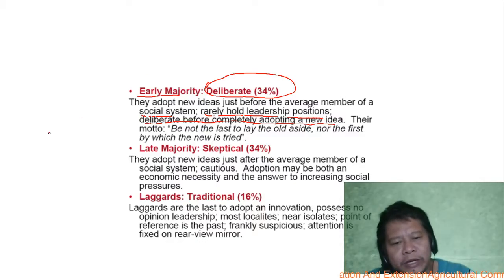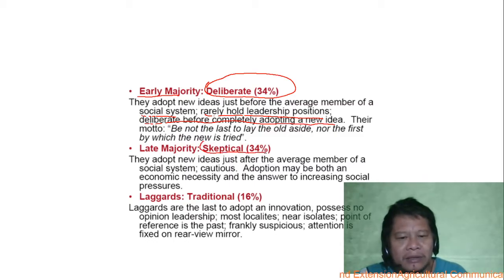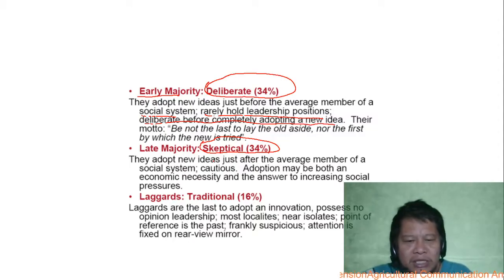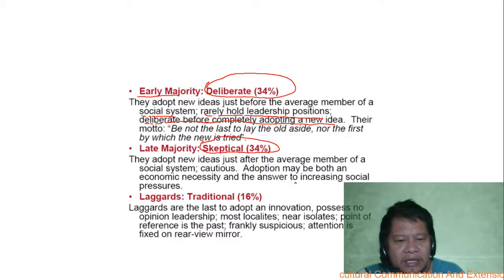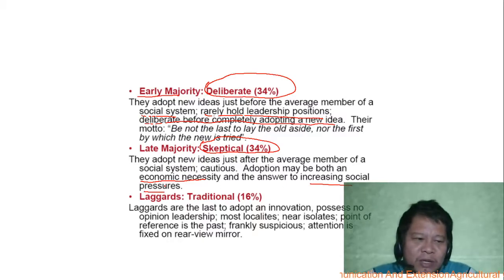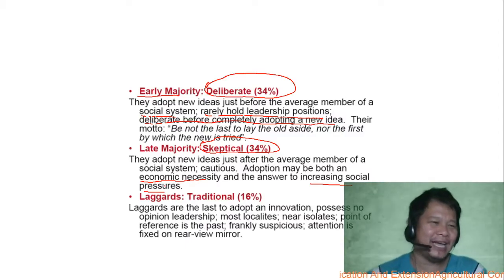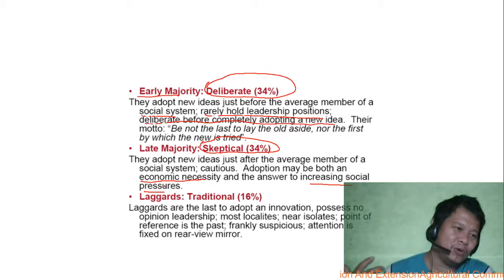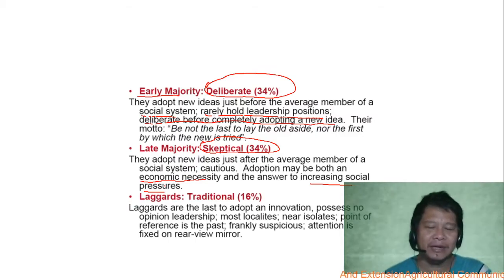So, we have the late majority. Ang late majority, they are skeptical, no? Mean to say, murag igmat, nagbantay. They adopt new ideas just after the average member of the social system. They are skeptical, they are cautious. Adoption may be both an economic necessity and an answer to increasing social pressures. Kailangan economically, and an answer to social pressures.